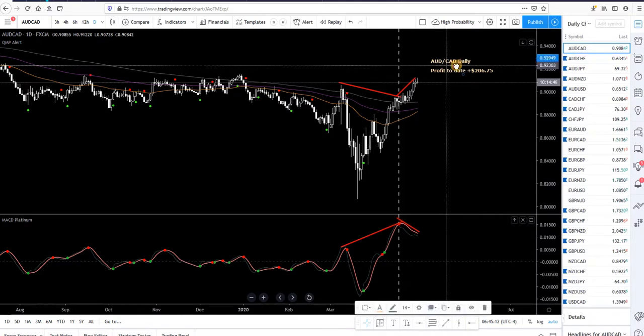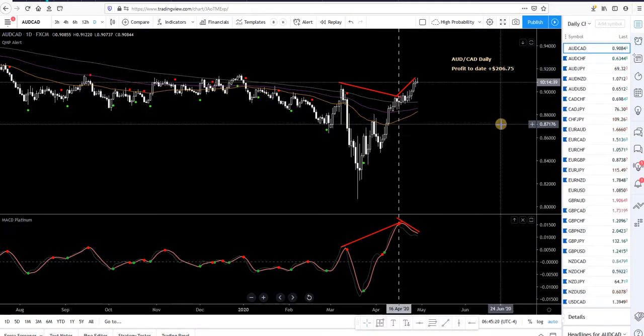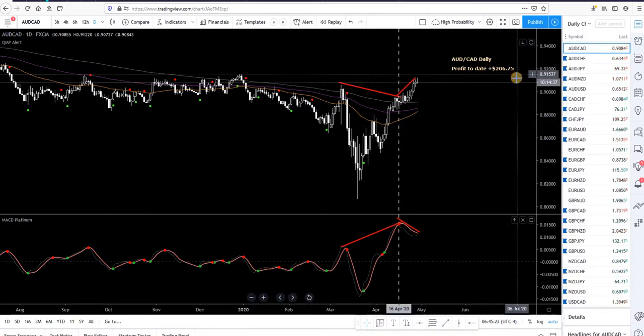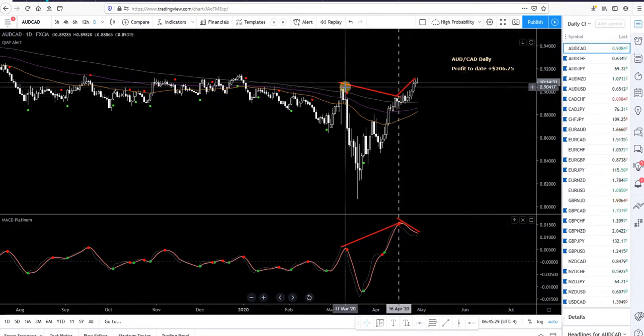So I keep notes on my charts of my profit to date on each pair. I think I've been trading this since late June 2019. So my base lot is 0.02. So this is the profit to date on the AusCAD. I'm always drawing trend lines in. I'll quickly run through the setup.